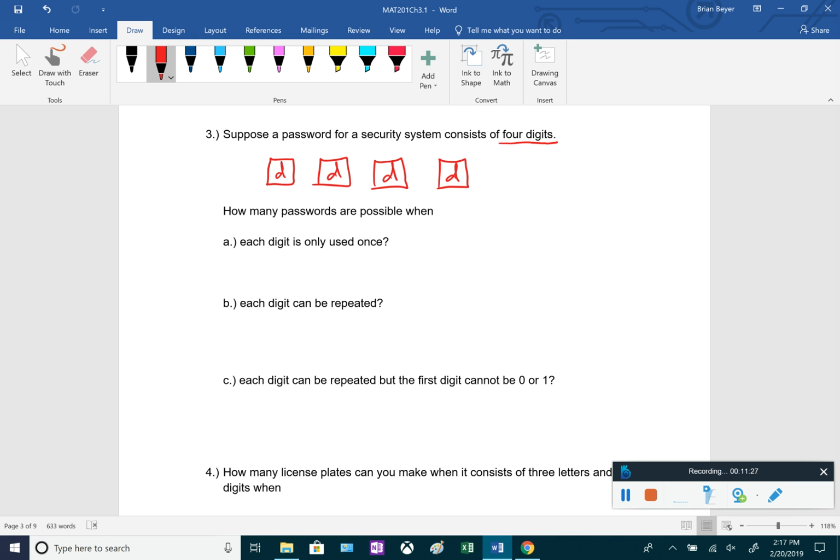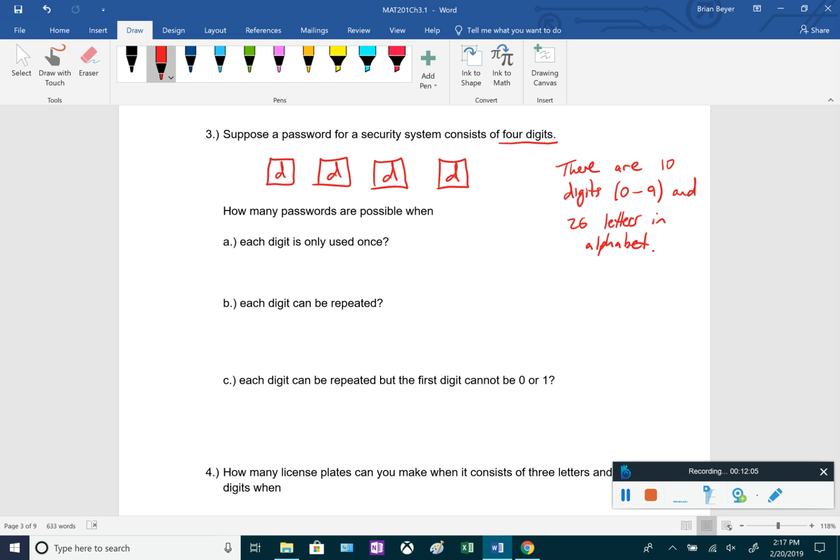Before we even get into the problem, I just want to make a quick note. There are 10 digits, and the digits are 0, 1, 2, 3, 4, 5, 6, 7, 8, and 9. So there's 10 of them. And before we get to the next problem, because we'll need it, there are 26 letters in the alphabet. Okay, so let's get back to this problem here.